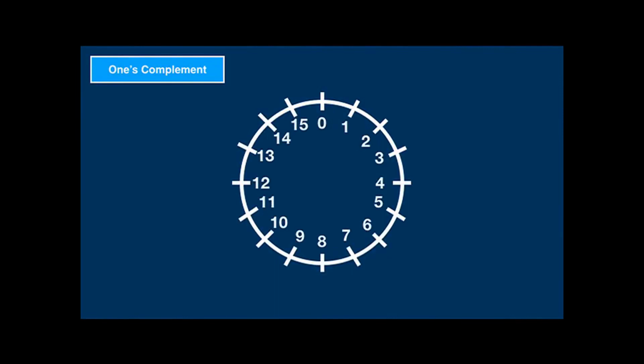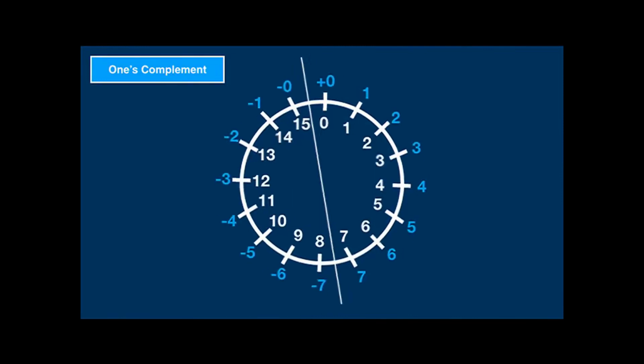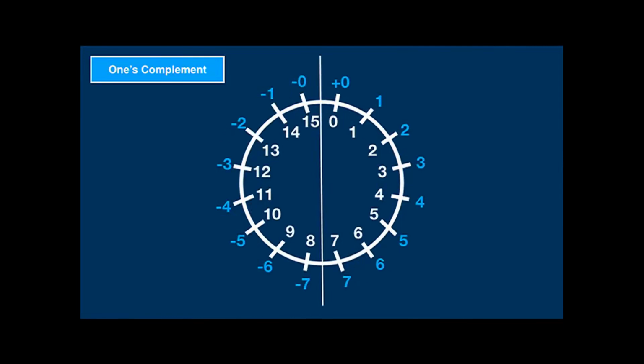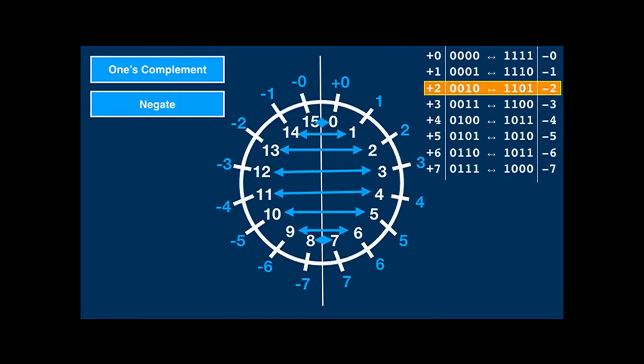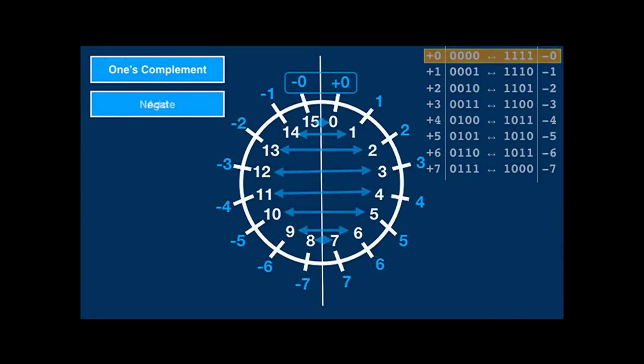Unsigned 4-bit numbers can express values from 0 to 15. In one's complement, the values 0 through 7 match the unsigned values 0 through 7. And the negative side is organized like this. Unlike two's complement, the two sides are perfectly symmetrical. So negating a number is as easy as complementing it, that is, flipping all the bits. So the two representations of 0 are plus 0 with all 0 bits and minus 0 with all 1 bits.